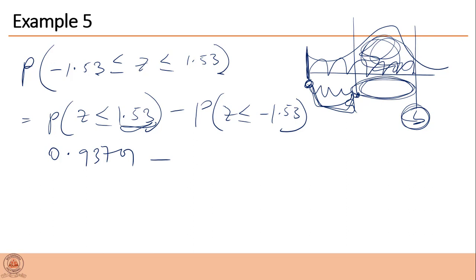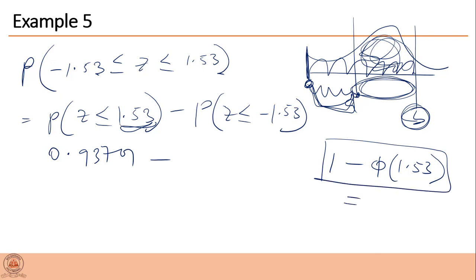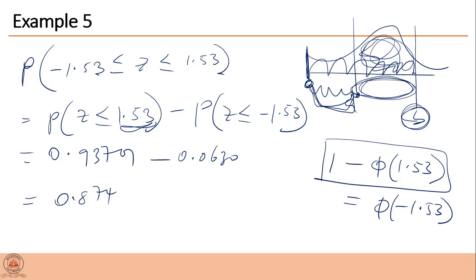So again, if you don't have the negative part of the normal distribution table, you can read it as a positive and subtract it from 1. So this is equivalent to saying we are reading a negative 1.53. So that will give us 0.0630. So do the subtraction and we will get 0.874.